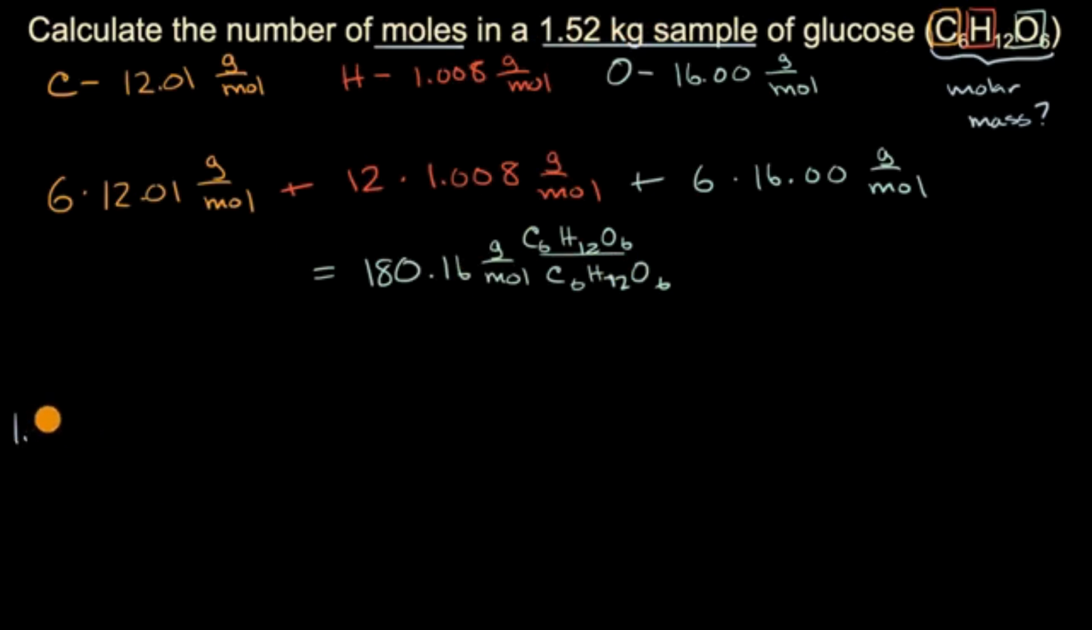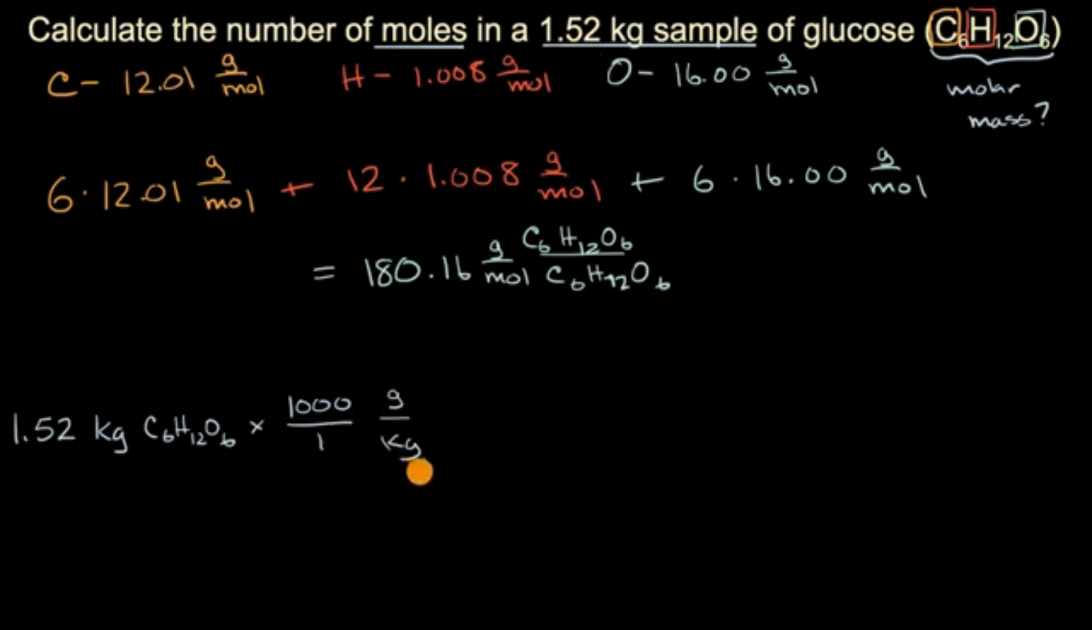So if we start off with 1.52 kilograms of glucose, so that's C6H12O6, well, first we can convert it to grams, because here our molar mass is given in terms of grams. So times, we're going to want kilograms in the denominator and grams in the numerator. So how many grams are there per kilogram? Well, we have 1,000 grams for every 1 kilogram. So when you multiply these two out, this is going to give you the number of grams we have of glucose, which would be 1,520.